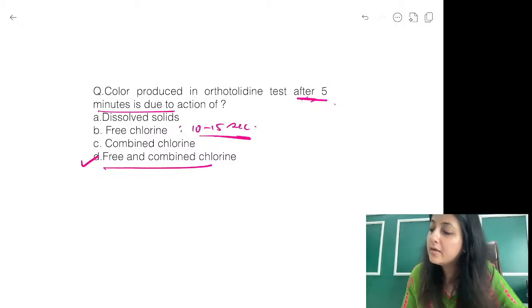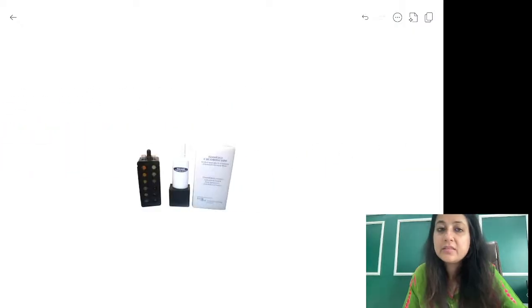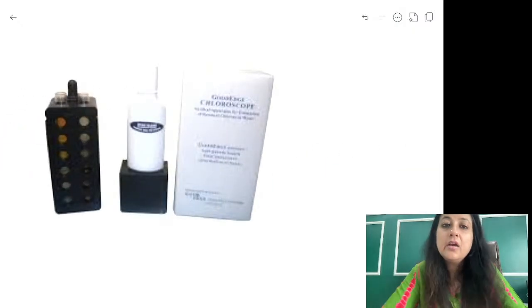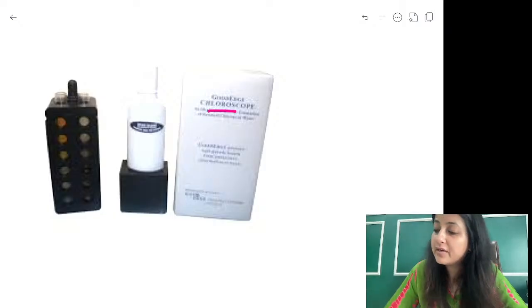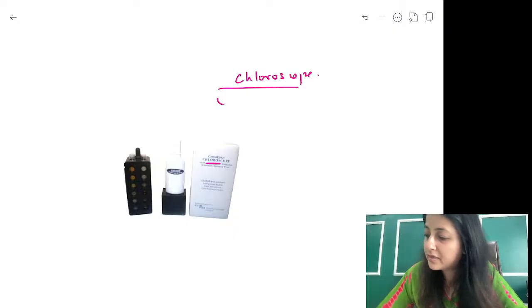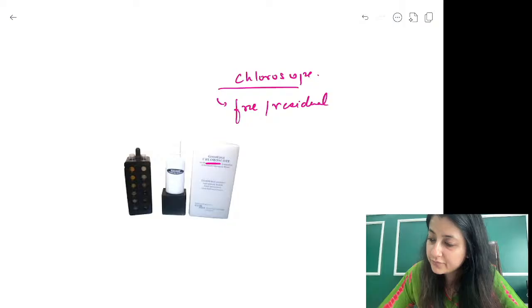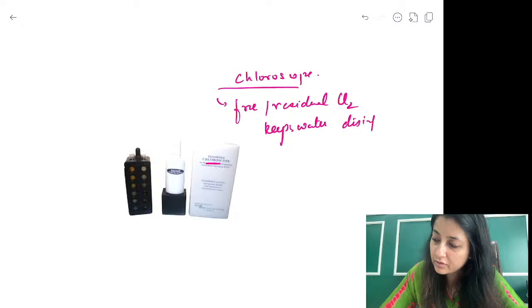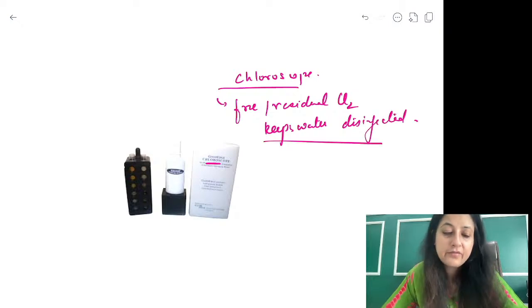Okay? Moving ahead. What is the name of this equipment? Quickly. It's already written over here. The name of this equipment is chloroscope. And what does a chloroscope do? It measures free or residual chlorine. This free or residual chlorine keeps water disinfected. Alright?